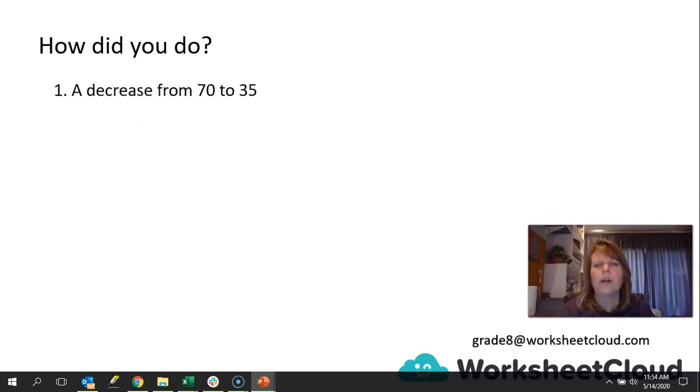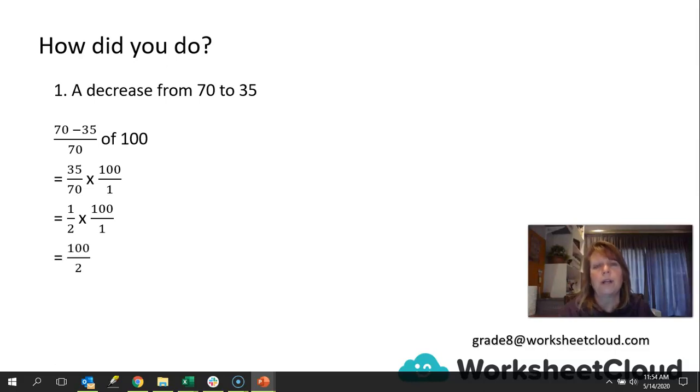We've got a decrease from 70 to 35. So 70 minus 35 all over our original amount of 70 times 100 over 1, which gives us 35 over 70 times 100 over 1. Some of you will have seen that 35 over 70 is a half, but if you haven't, you can multiply out 35 times 100. It's going to give you 3,500 over 70. If you did see it was a half, you can go half times 100, and we know that 100 over 2 will give us 50%. Everybody happy? Let's have a look at the second one.